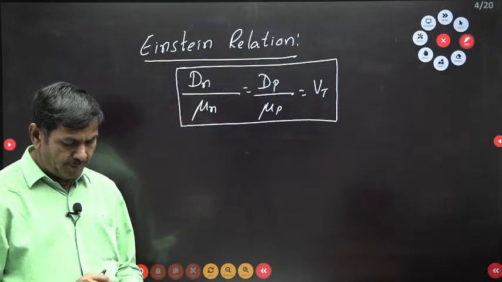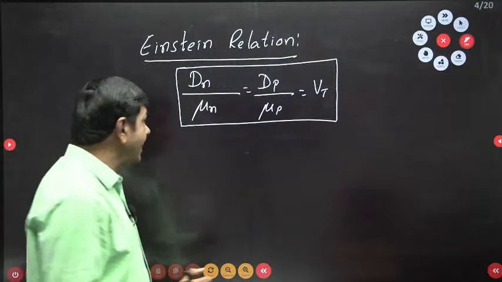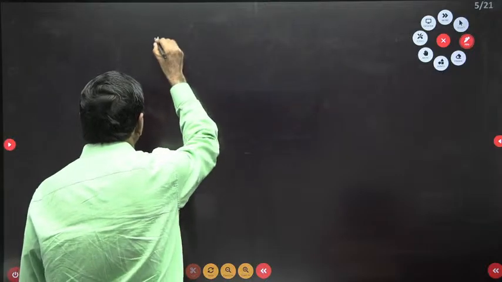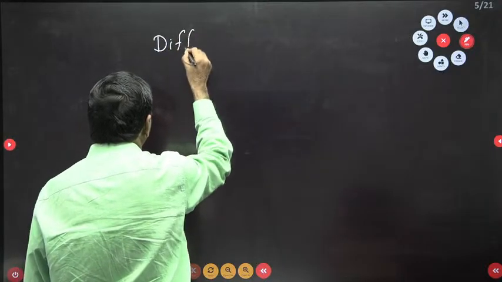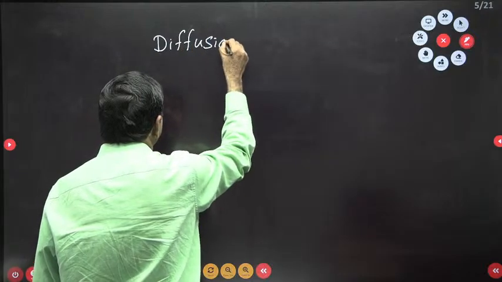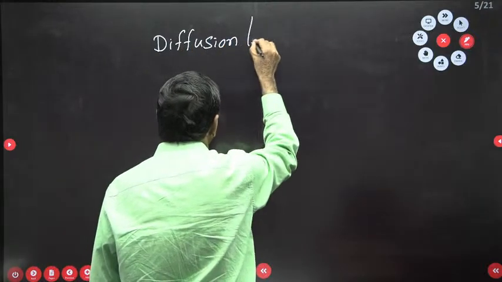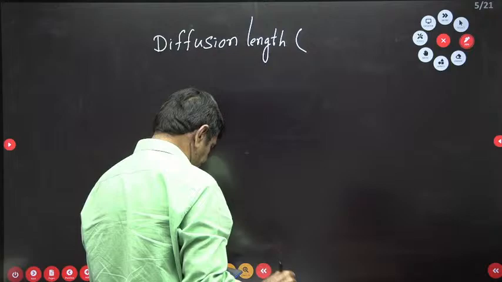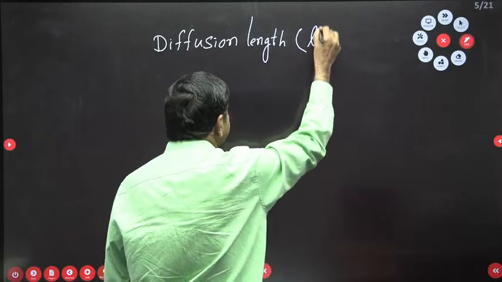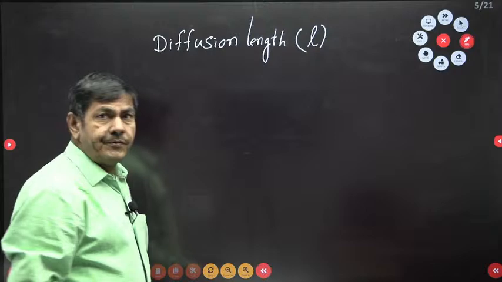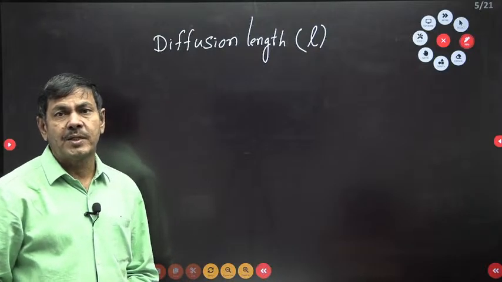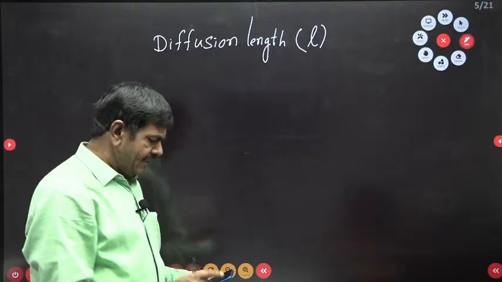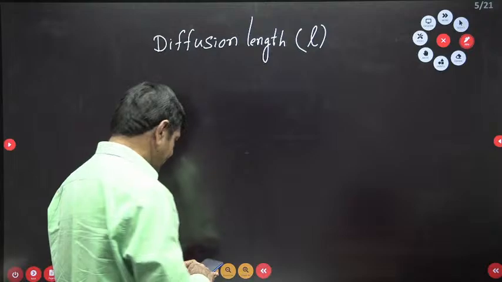And one more last formula I want to give now. Then after that I will start problems based upon this. Diffusion length. It is denoted by the symbol L. The diffusion length may be due to electrons or holes; either is possible.